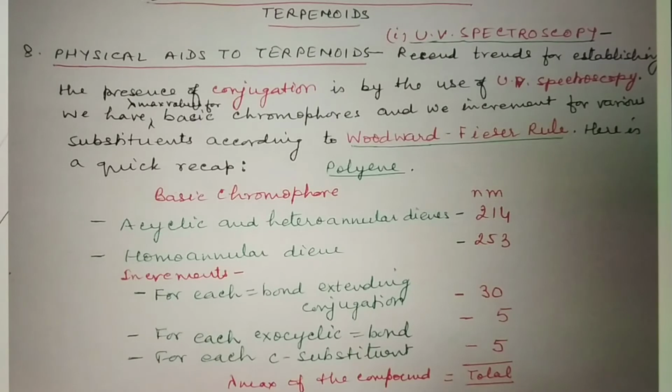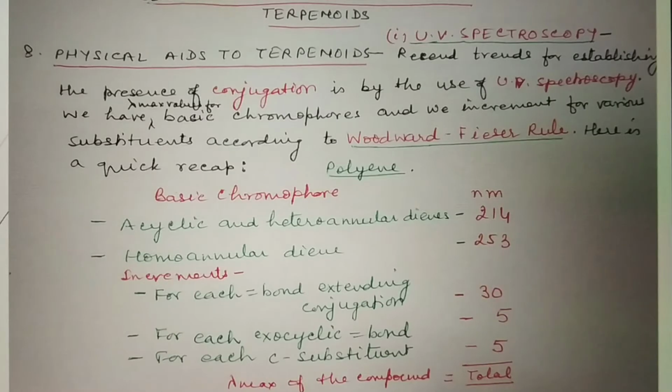And now we have increments for various substituents. For example, for each double bond which extends the conjugation, we add an increment of 30 nanometers, for each exocyclic double bond there is an increment of 5 nanometers, and for each alkyl substituent there is an increment of 5 nanometers. We total the basic value and the increments, and then we get the lambda max for the compound.